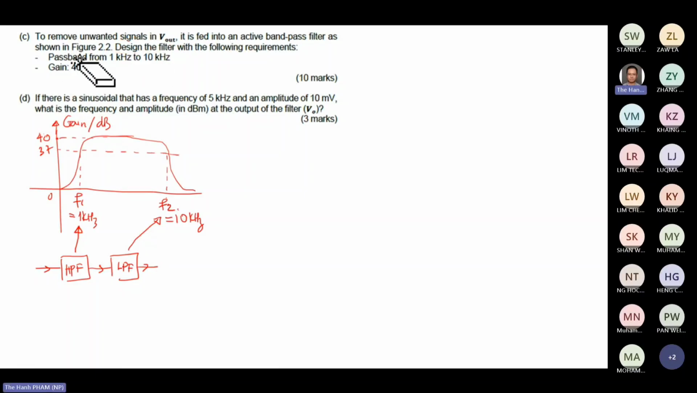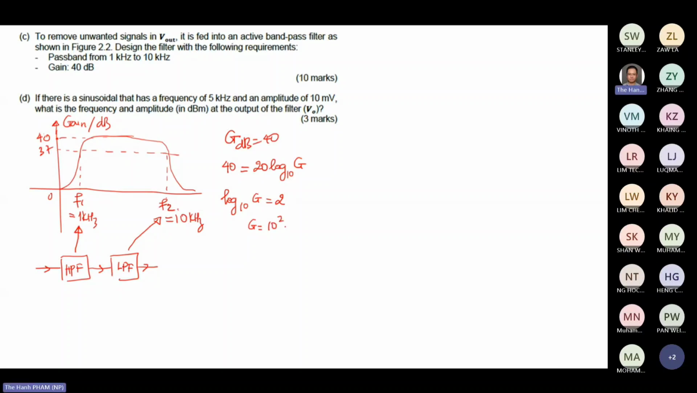Another thing is again, the gain is 40 dB. But how do we calculate the gain in dB? The gain in dB is 20 times log base 10 of the normal gain. So from here, log base 10 of G, the normal gain, is 40 divided by 20, which is 2. In other words, G, the normal gain, is 10 to the power 2.